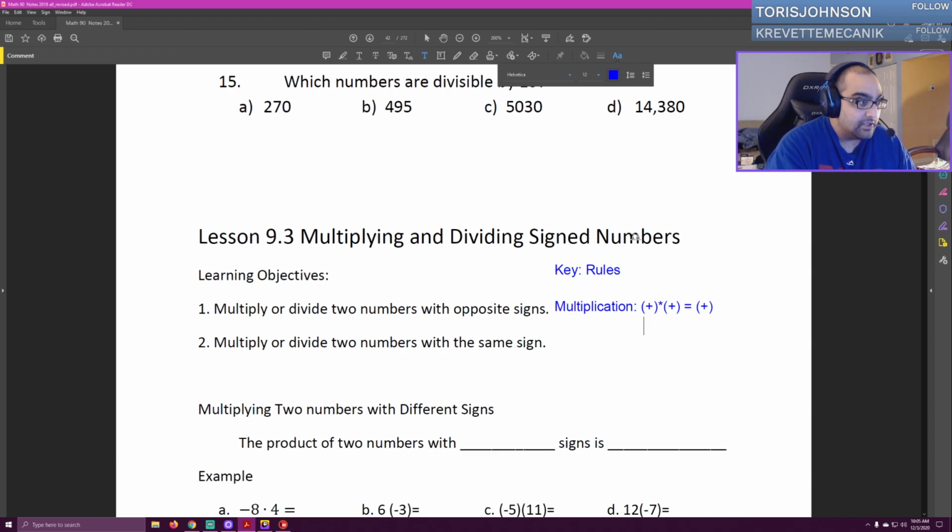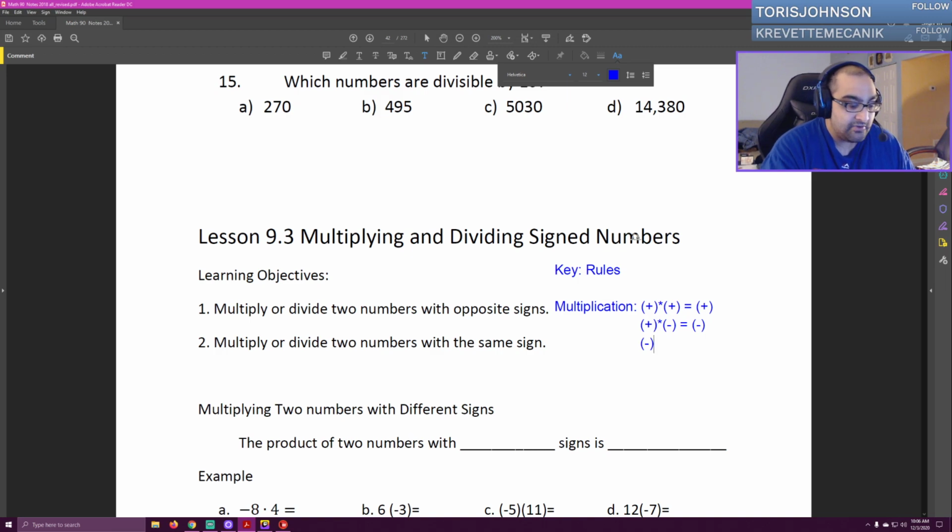Next, let's say I have a positive number, but I multiply it by a negative number. Well, my final answer here is going to be negative. So a positive number times a negative number is going to be negative. Easy peasy, lemon squeezy.